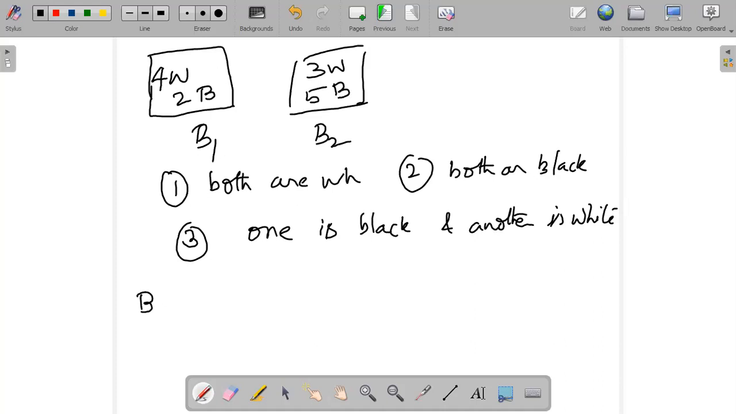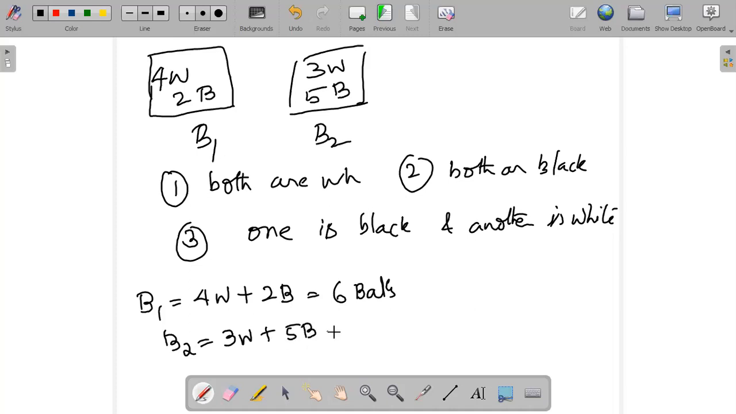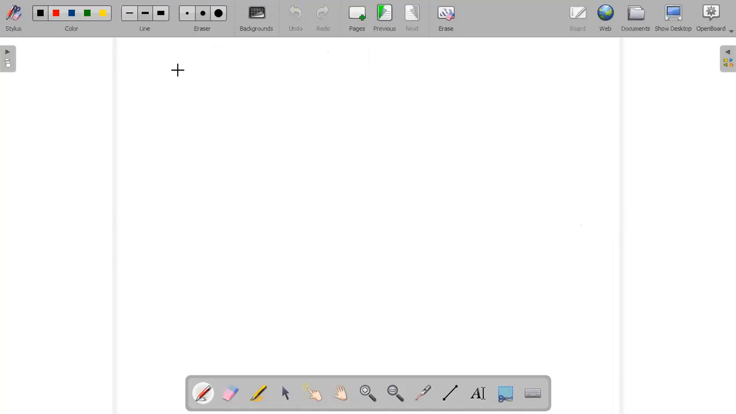Now bag one contains 4 white and 2 black, so that should be consisting of 6 balls. And bag two contains 3 white and 5 black, so 8 balls. We got the numbers. These are the exhaustive or the maximum which can happen. So let us see the first one, which is both are white.